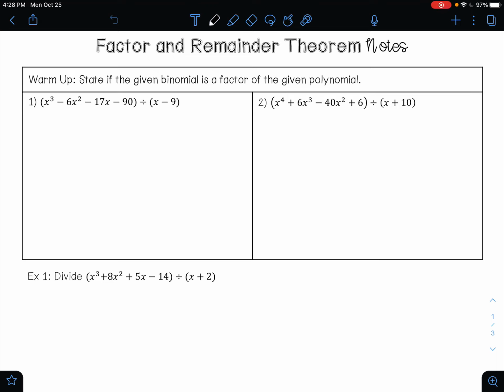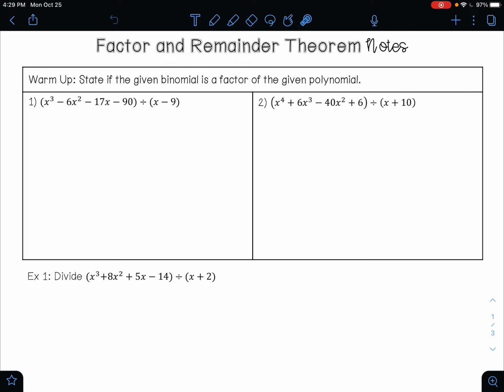In this video, we are going to learn about the factor and the remainder theorems. Before we get started, let's recall what we learned last class. So go ahead and pause this video and try these two warm-up questions and see how you do. When you are ready, resume the video and I will go over them with you.